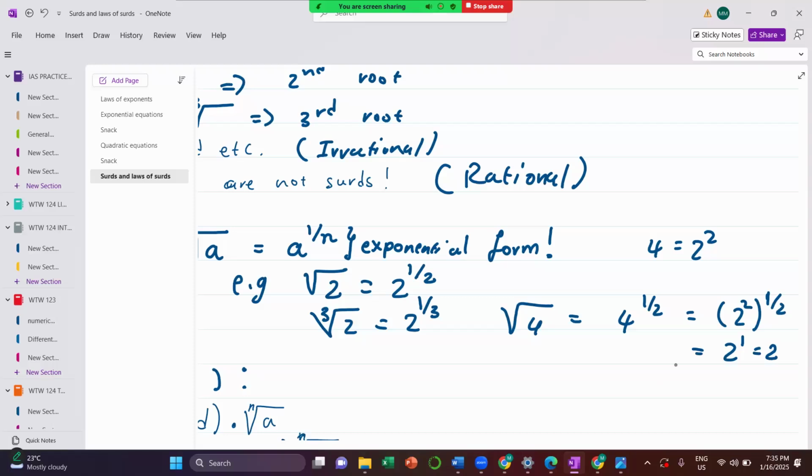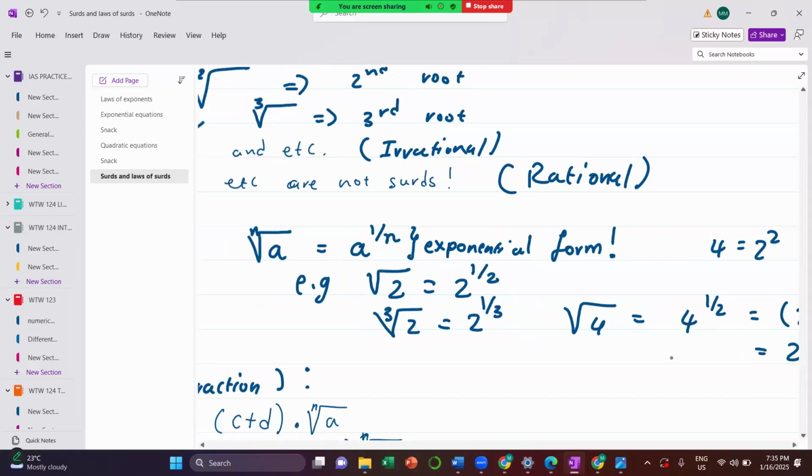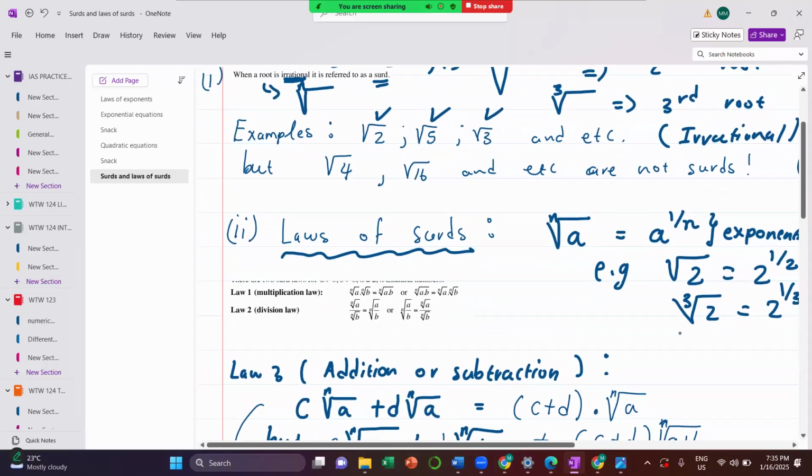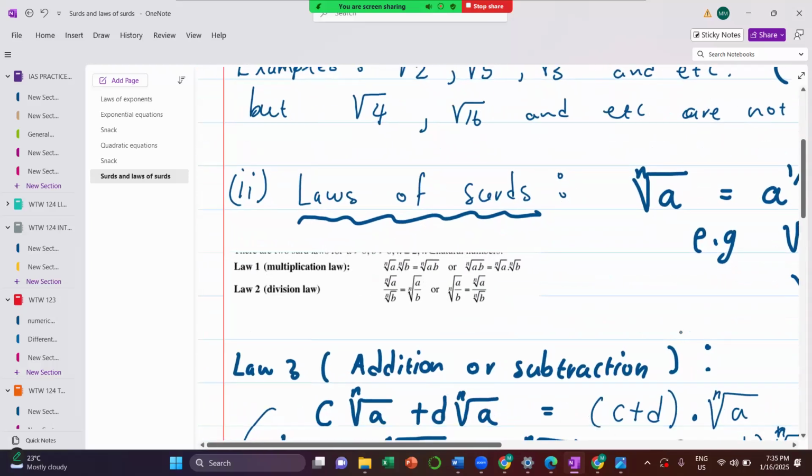Yes, sir. Yes. So we can express a surd in its exponential form. So now let's start with the first law of surds.